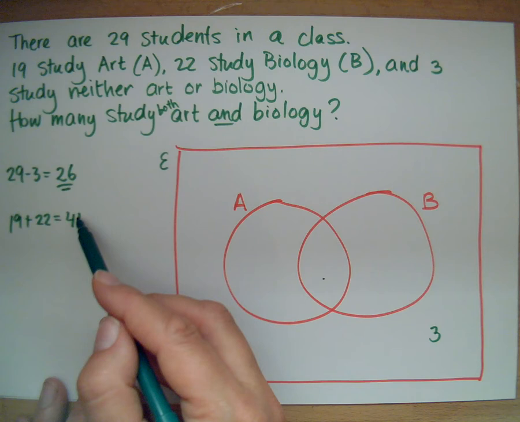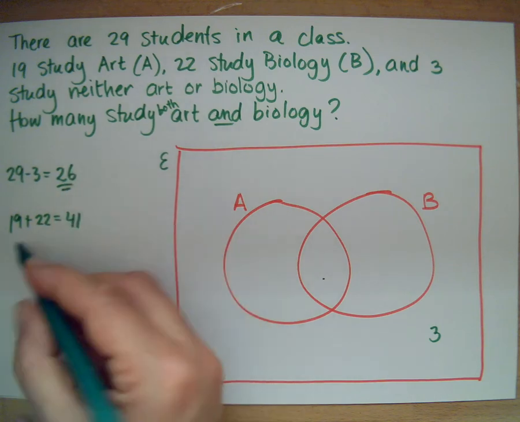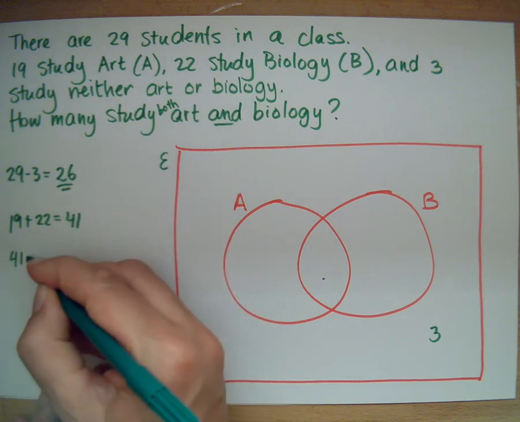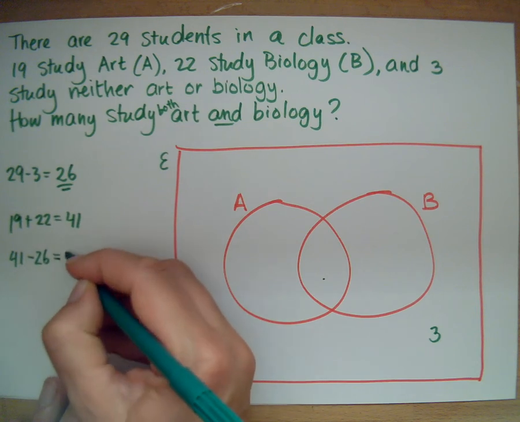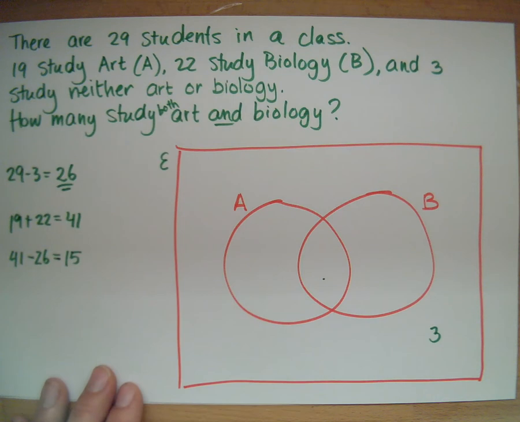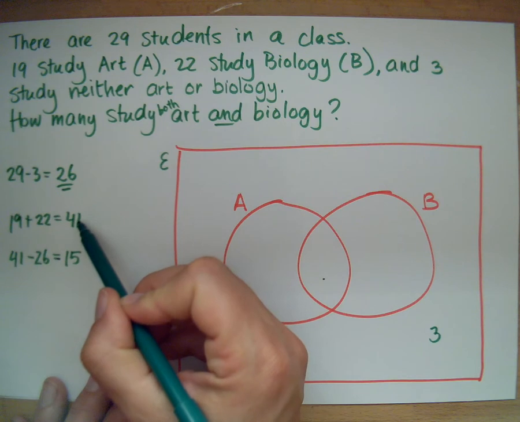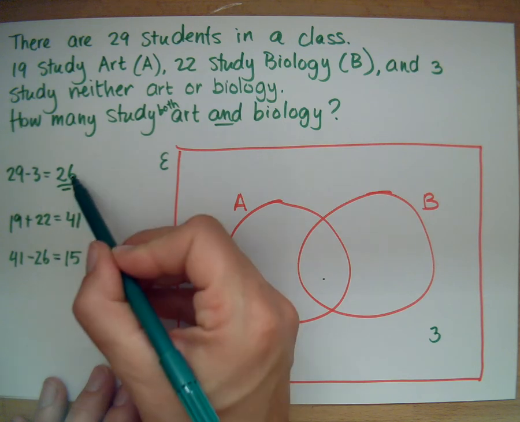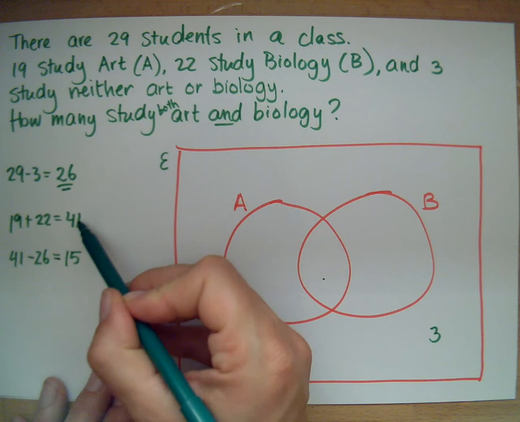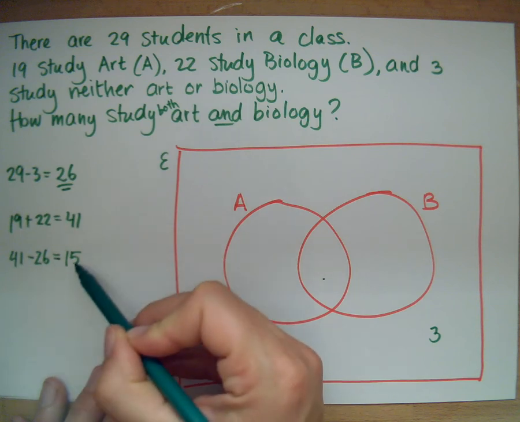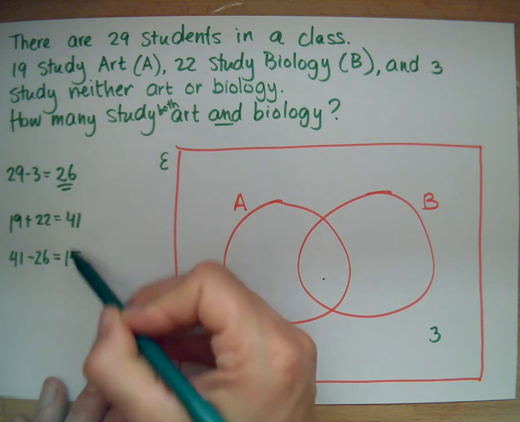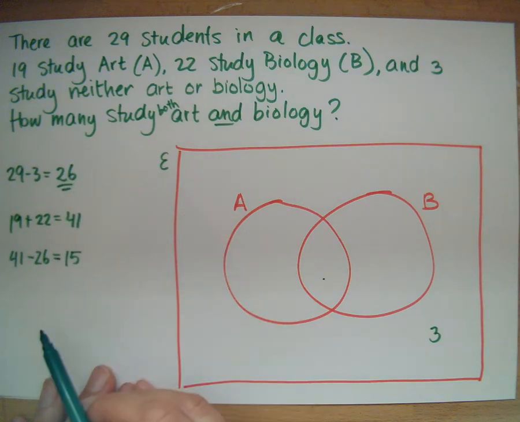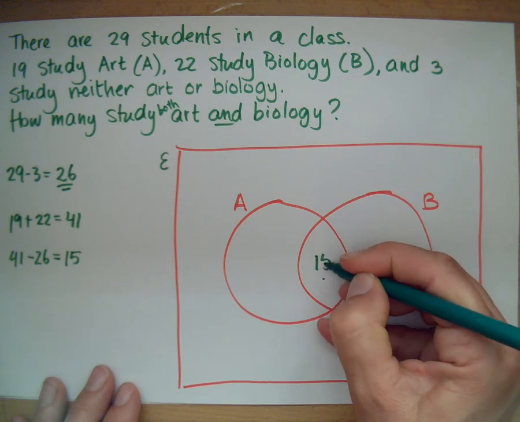So if we figure out the difference, 41 minus 26, there's going to have to be 15 students that are in both. There's 41 classes that they were in. There's only 26 students. So 15 of the students are going to have to be counted twice. Let's write the 15 in there.